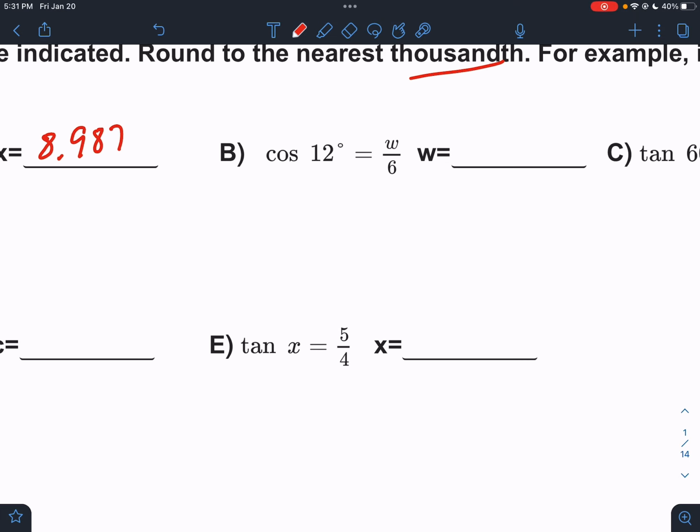W is up top, got to multiply. So W is going to equal 6 times the cosine of 12. 6 cosine of 12 is 5.869. We're crushing it.